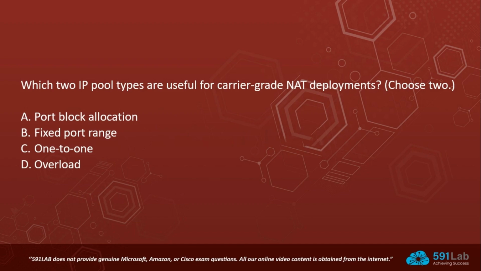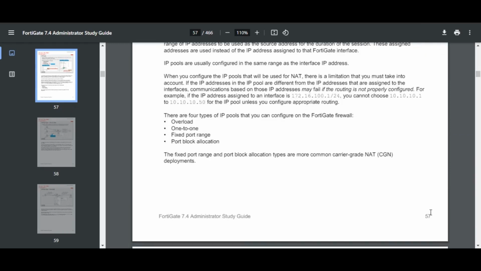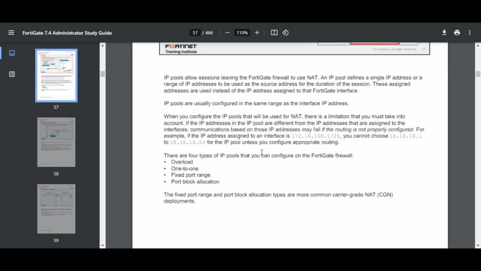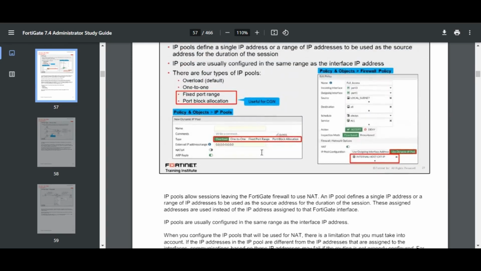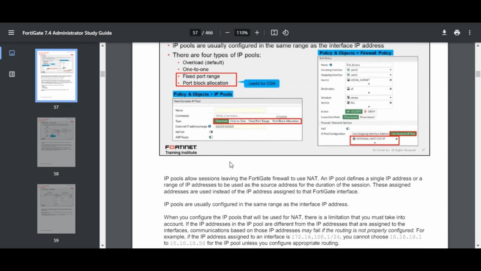Okay, let's find out the correct answer. Let's open the FortiGate 7.4 Administrator Study Guide, page number 57. You can see here there are 4 types of IP pools: overload, one-to-one, fixed port range and port block allocation. And you can see here the full details of the IP pools.